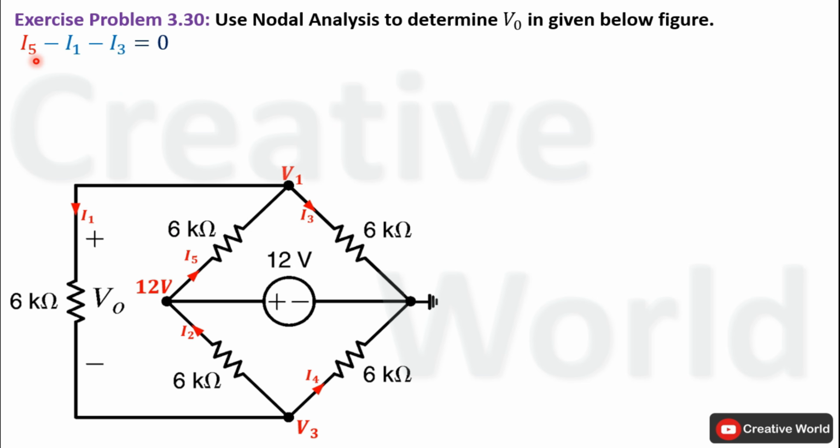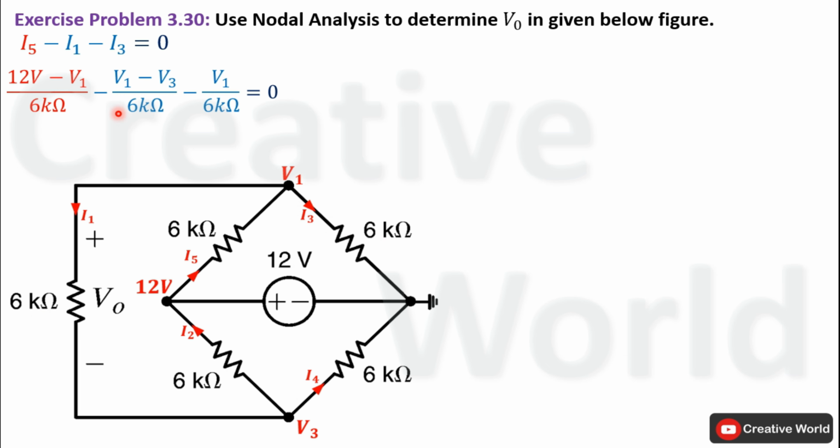In next step, we have to replace these three currents with their respective equations. Current I5 will be equal to the potential difference of these two node voltages divided by the value of resistance. In this case, the direction of current I5 is from this node to this node, so their potential difference will be taken as 12 volt minus V1, and this difference divided by the value of resistance will be equal to I5. Similarly, I1 will be equal to V1 minus V3 divided by 6 kilo ohm, while I3 will be equal to V1 divided by 6 kilo ohm.